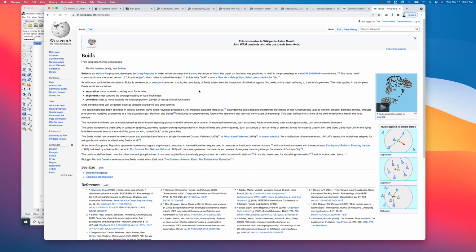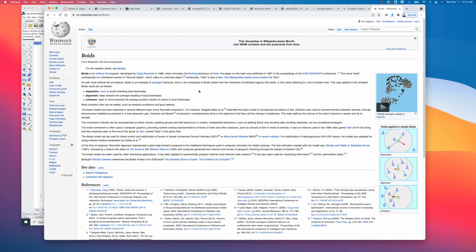The rules applied to the simplest Boids are as follows: separation. As you're flying, you're trying to keep the same path, but you're also trying to keep a certain amount of separation from the closer birds next to you. So steer to avoid crowding from any of your flock mates that are close to you. Alignment: steer towards the average heading of all of the local flock mates. And then cohesion: steer to move towards the average position, the center of mass, of all of the flock mates. So you can begin to tweak those rules, but in a way, they're always trying to follow the swarm.